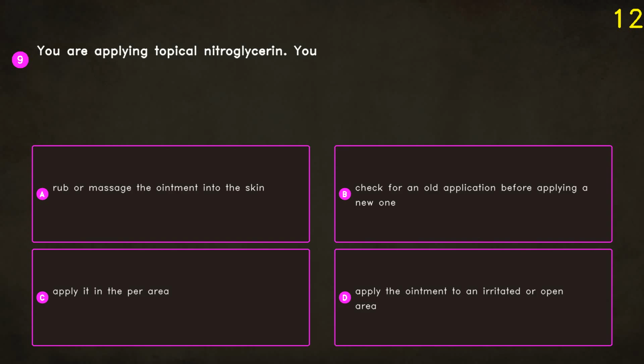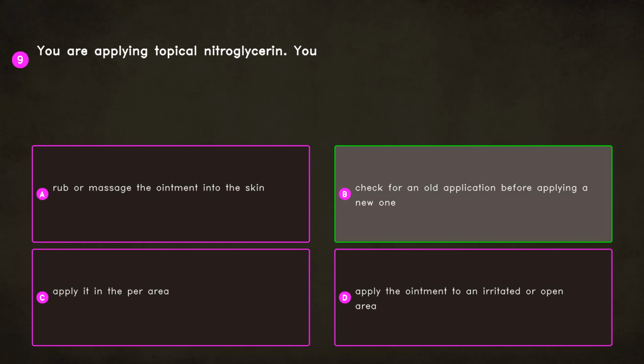Question 9. You are applying topical nitroglycerin. A. Rub or massage the ointment into the skin. B. Check for an old application before applying a new one. C. Apply it in the proper area. D. Apply the ointment to an irritated or open area. The correct answer is check for an old application before applying a new one.